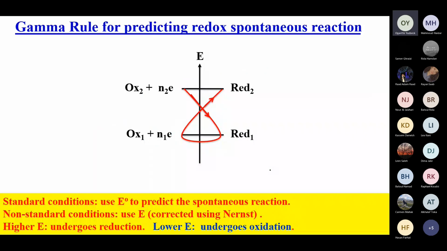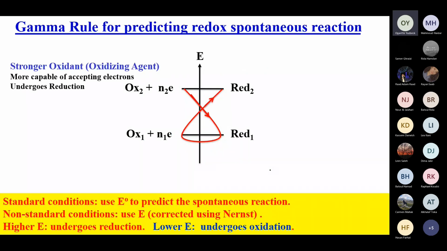Okay, so now if we want to determine if a reaction is spontaneous or not, we must use E and not E naught values. Now you will learn that E naught values and E values are very close to each other. I mean, the concentration doesn't change much in the Nernst equation. You will see that there isn't that much of a difference.